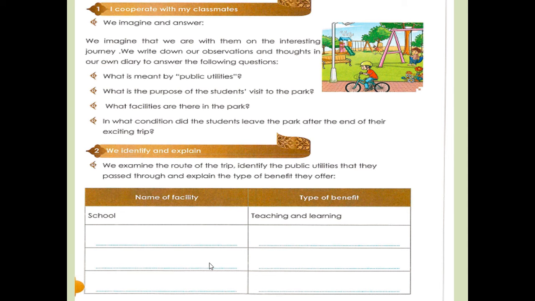Let me help you. In this exercise, you don't need to write, only orally. So the masjid or the mosque is for, and also the hospitals, also the court. So what is the benefit of the masjid? Excellent. It's for performing and offering prayers.